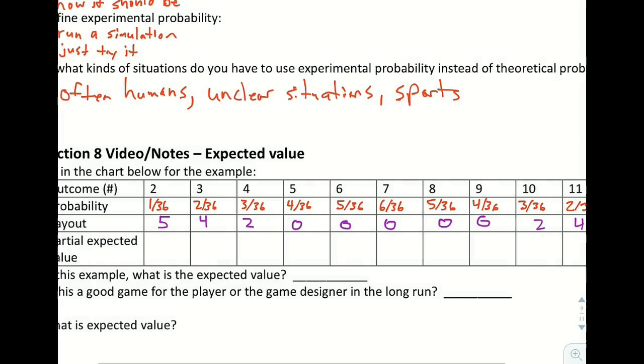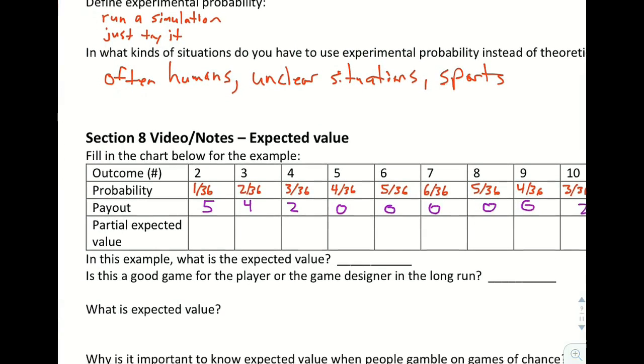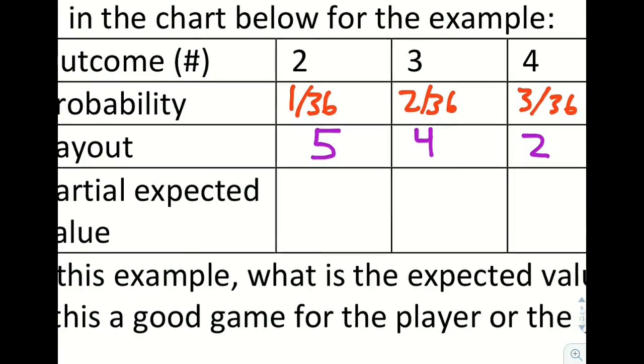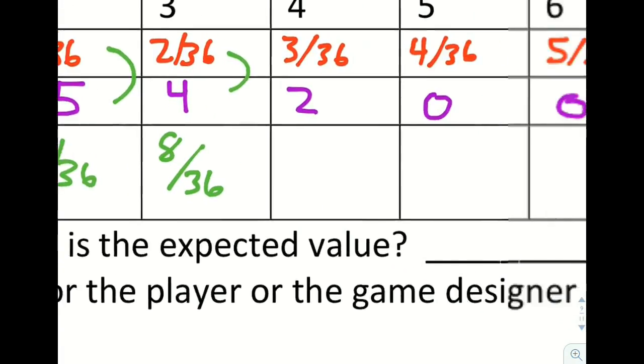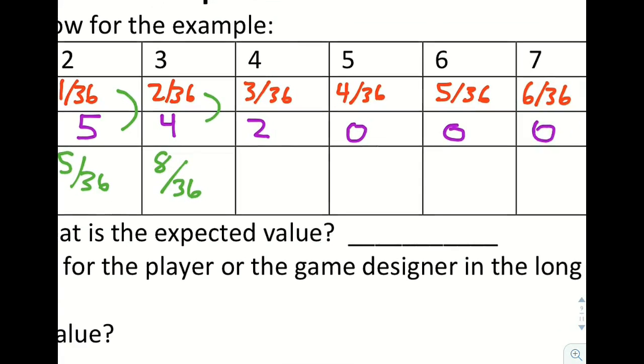So I'm going to choose a color here for partial expected value. And what this means is take this times that. It means take your 1 out of 36 times your 5, which is going to be 5 out of 36. It means taking these and multiplying them. 4 times 2 is 8 out of 36. Does that reduce? Absolutely. For now, I'm going to say, again, let's not focus on that. Here you have 6 out of 36.